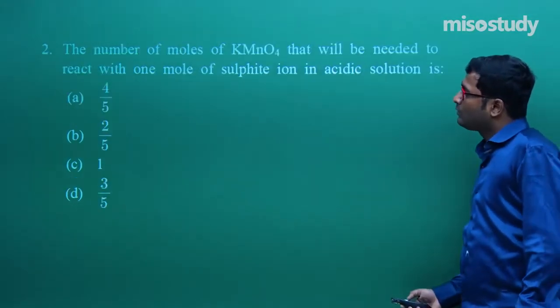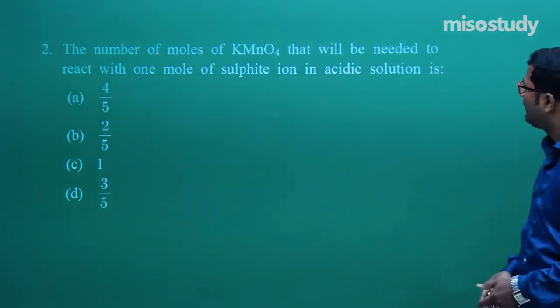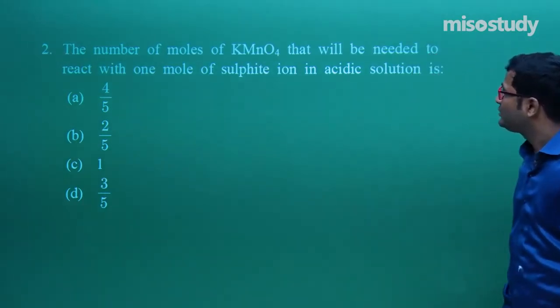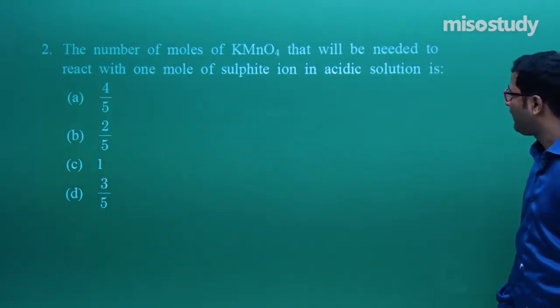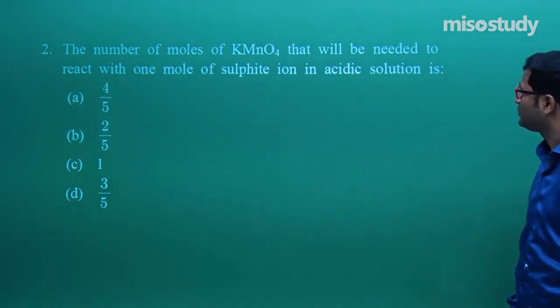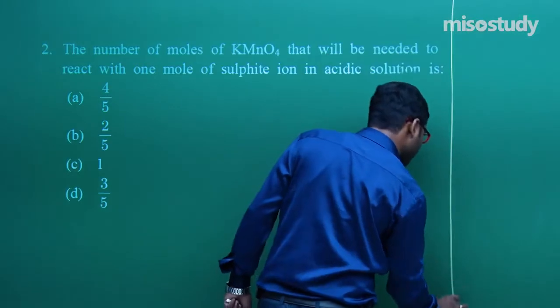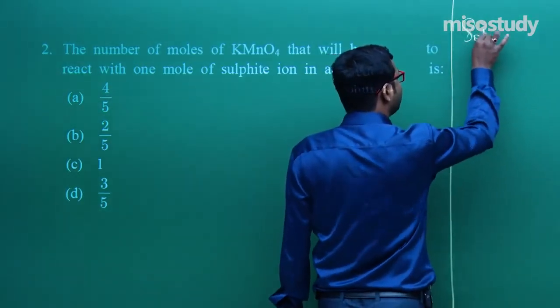Now, question number 2. Look at the number of moles of KMnO4 that will be needed to react with 1 mole of sulfite ion in acidic solution. That means we have to write down the reaction expression here.